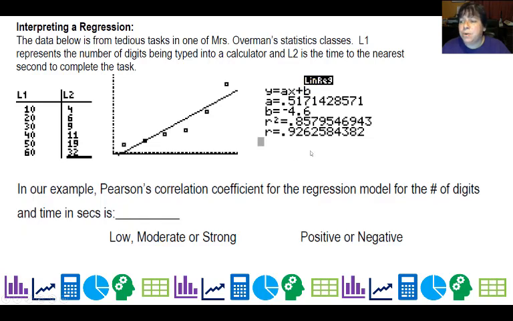Now, in our example, our correlation coefficient is this one, and that would be 0.9263. Is that low, moderate, or strong? When we're between 0.8 and 1, from our last set of notes, we learned that that was strong. And since it's positive here, it's positive there.